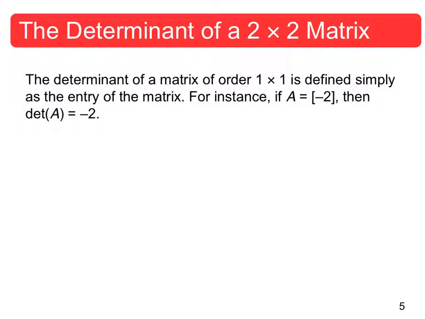And again, let's take a look here. The determinant of a 1 by 1 is defined simply as the entry of the matrix. So if I had a matrix equal to just one element, negative 2, then the determinant is negative 2. So keep that in mind, okay?